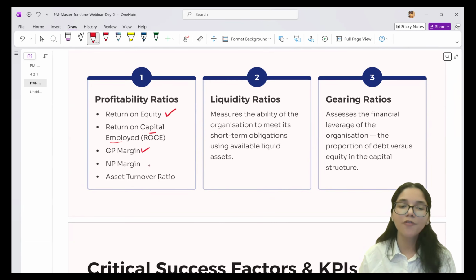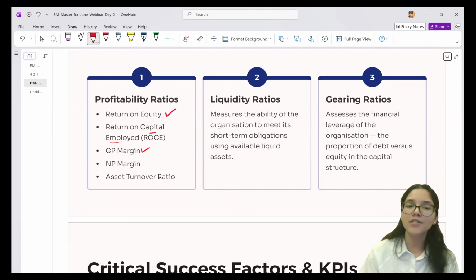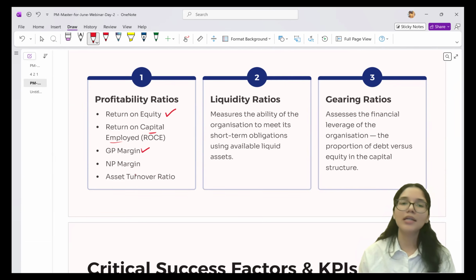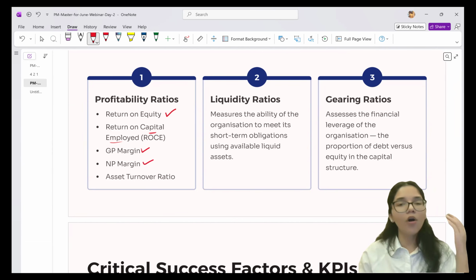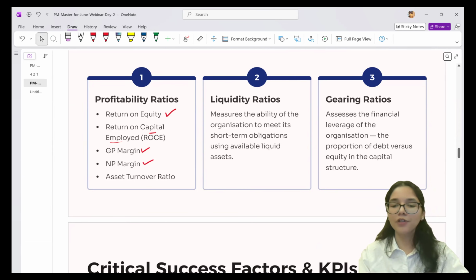Same is for your gross profit margin. It helps you find out that after reducing all of the direct costs of the company, how much the company is able to earn. Then the net profit margin: you subtract all possible expenses, and then you see after all possible expenses, how much have the shareholders earned. So these are the different profitability ratios.